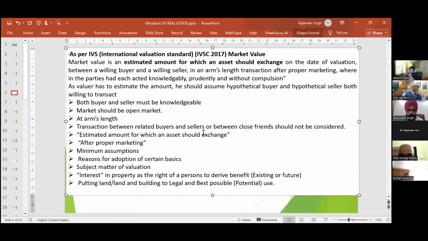So first thing is, it is an estimated amount on the date of valuation. The value is for that particular date. It may be different if you are doing valuation after 1 year, after 2 years, after 1 month or 2 months, because of change of conditions.